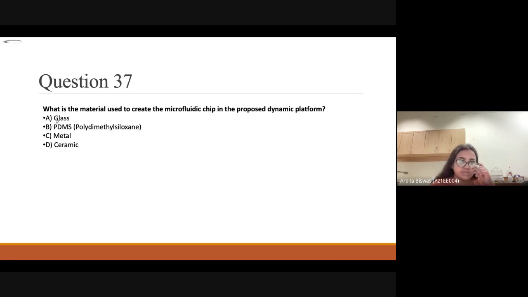Next question number 37. What is the material used to create the microfluidic chip in the proposed dynamic platform? So first option is the glass, second option is the PDMS, third option is the metal, and option D is the ceramic. So what is the right answer? Option B is the right answer, the PDMS.